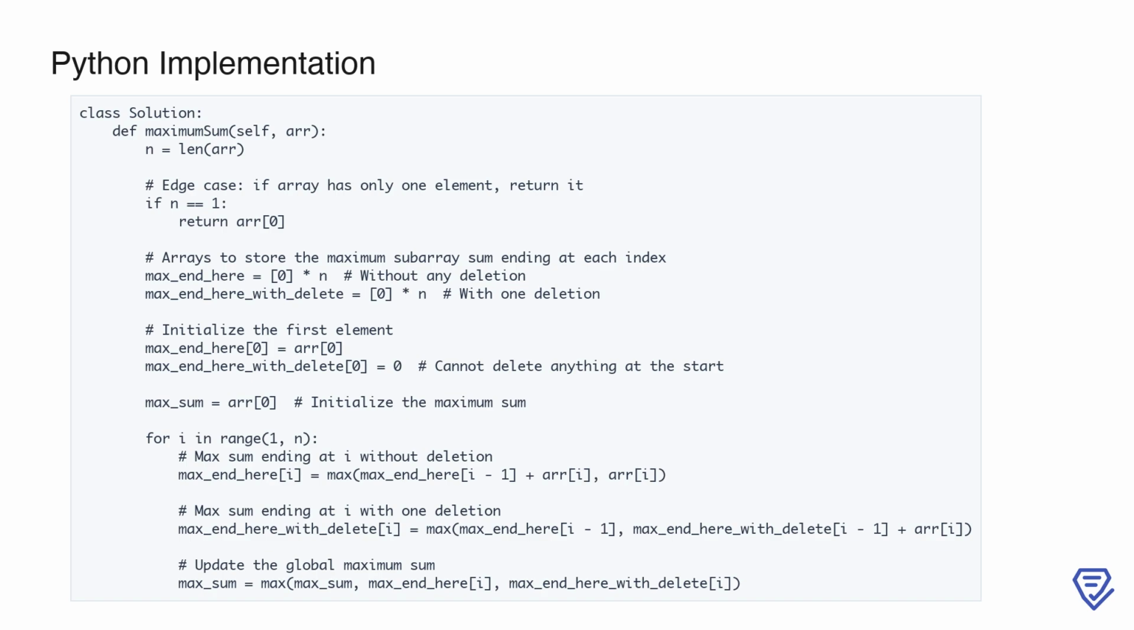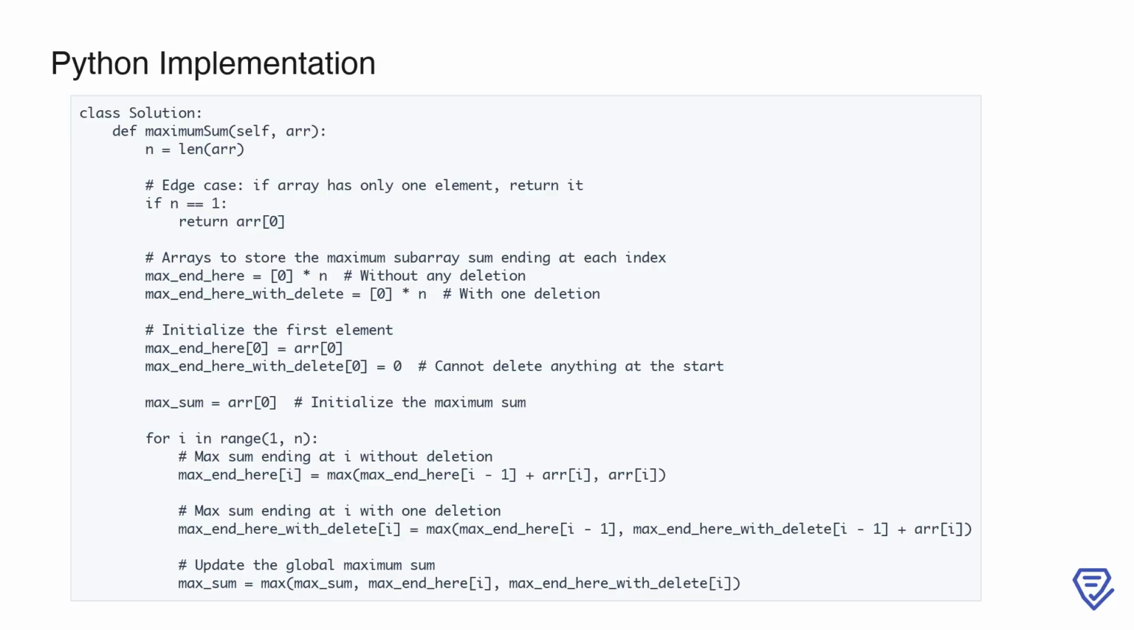Next, we create two arrays to track the maximum subarray sums. The first array, max_end_here, will store the maximum subarray sum ending at each index without any deletions, while the second array, max_end_here_with_delete, will store the maximum subarray sum ending at each index with one deletion allowed. Both arrays are initialized to 0 for all indices. The first element of max_end_here is set to the first element of the array, as the sum ending at the first index must include only that element. Meanwhile, the first position of max_end_here_with_delete is set to 0 since no deletions can occur at the start.